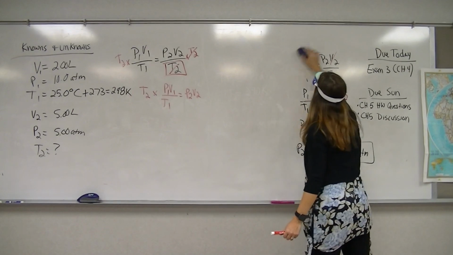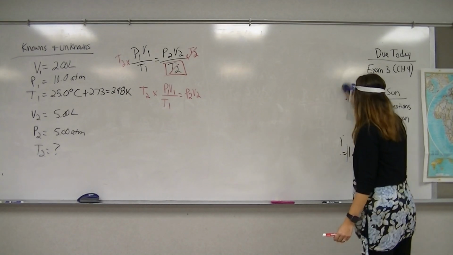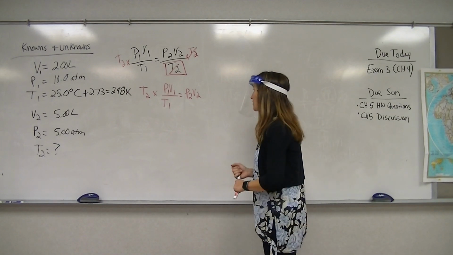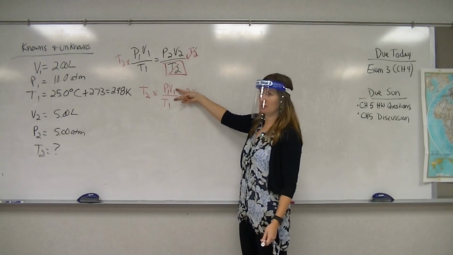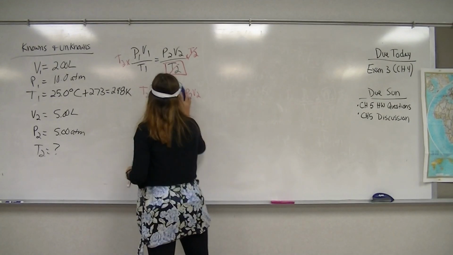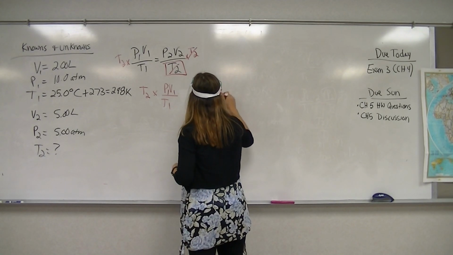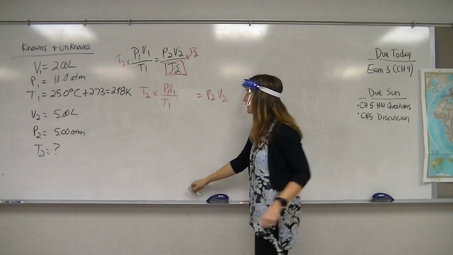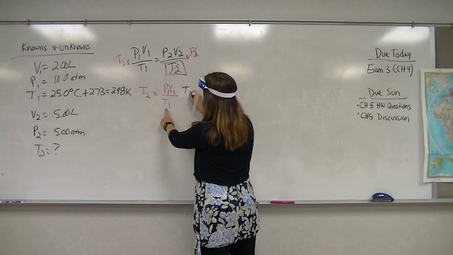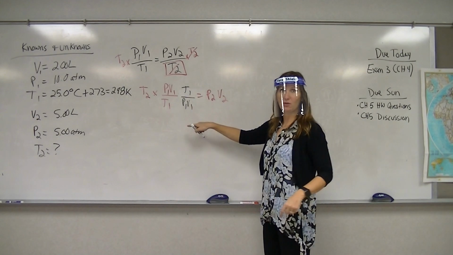So what I need to do is get rid of this entire thing, P1, V1 over T1. To get rid of that, I'm going to multiply by the reciprocal. If you don't know what a reciprocal is, it's this fraction flipped. So let's spread this out a little bit to make room for my reciprocal. If I want to get rid of this, I'm going to flip this fraction. So I'm going to put the T1 on top, and then the P1 and the V1 on bottom. So this is my reciprocal, is what it's called.